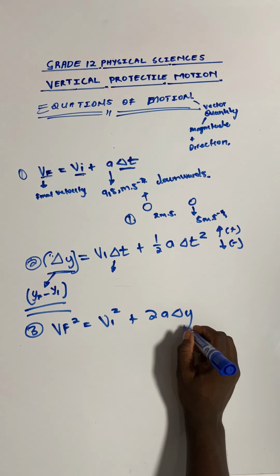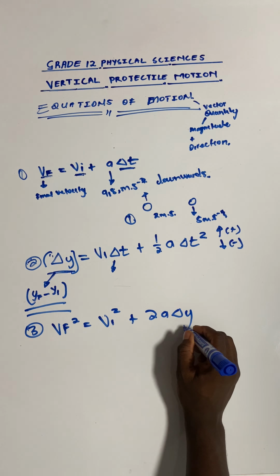Coming back to the last one, that would be the one that says the change in y equals the initial velocity plus the final velocity, all divided by 2. In terms of when and how to use this equation of motion, that depends on the scenario: what information you were given and what you are asked to calculate.